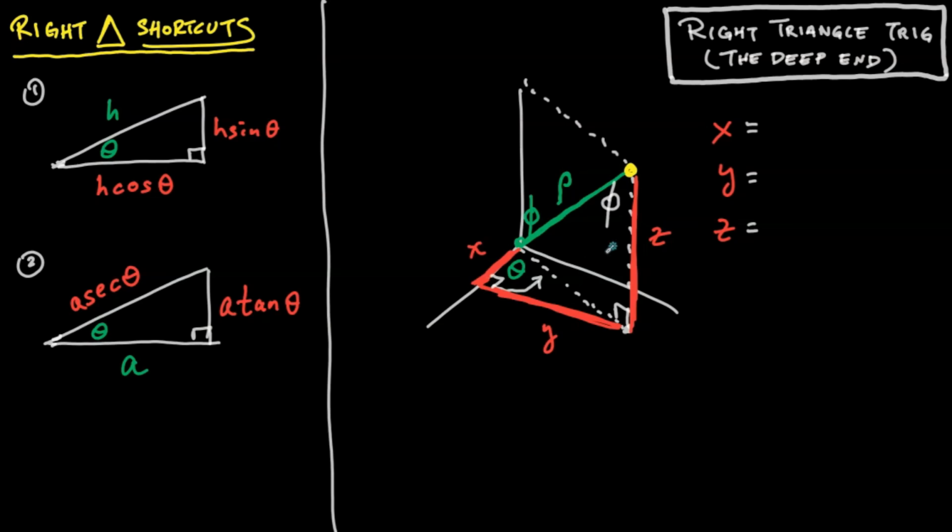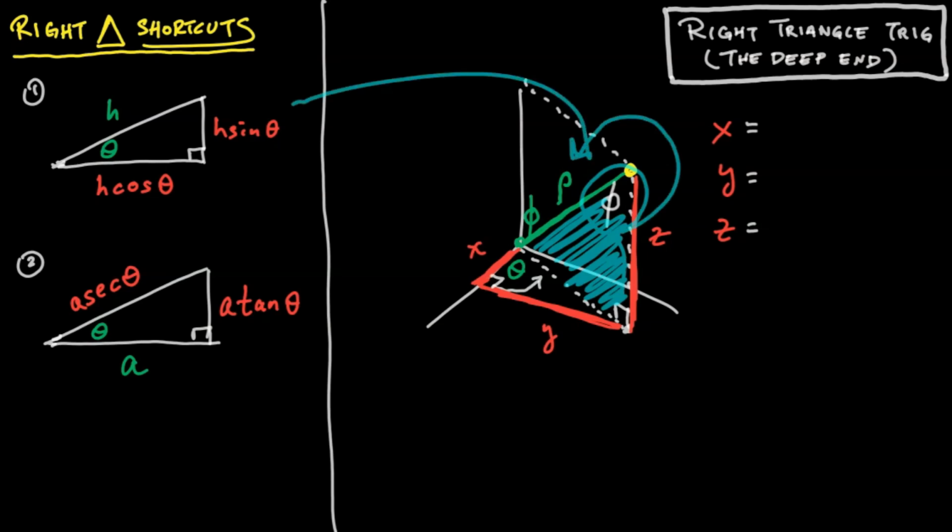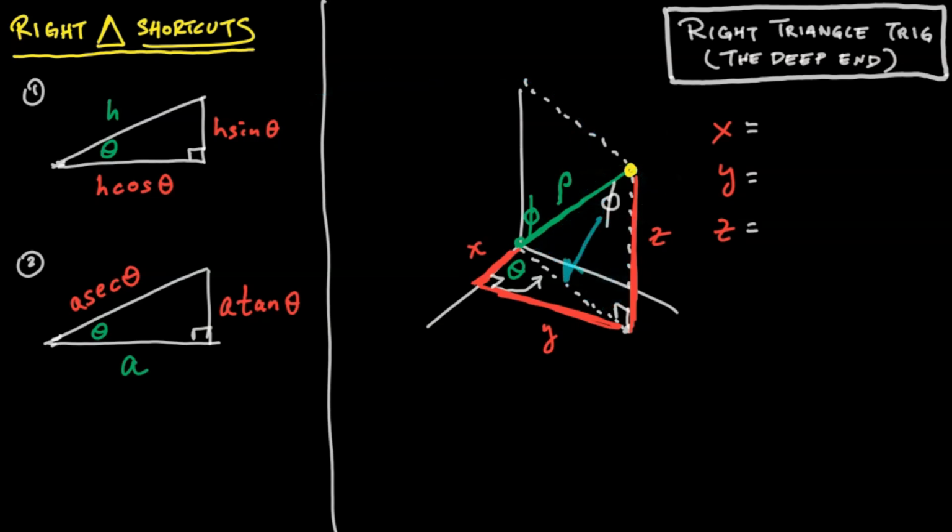Now I want you to concentrate on this right triangle that I have shaded in. We know an acute angle in it, phi, and we know its hypotenuse, rho. So that means our first shortcut for right triangles applies. That means that the side opposite phi is what? It's going to be rho sine phi, because its hypotenuse is rho, and we're dealing with acute angle phi. Moreover, the side adjacent to phi, that's going to be rho times cosine of phi. But that's z. That's already the first of our 3 conversion equations.